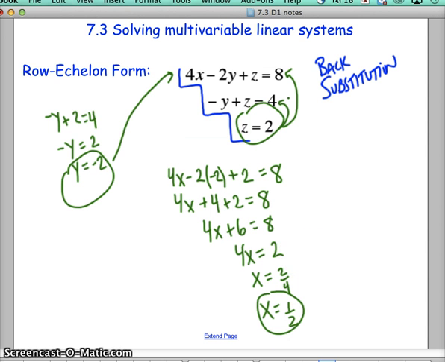But don't write your answer like that. Write it as a point, because what this represents is three planes intersecting at one point. It's a three-dimensional graph. And so the point would be x, y, z. So it would be 1/2, comma, negative 2, comma, 2. You have an x, a y, and a z plane.